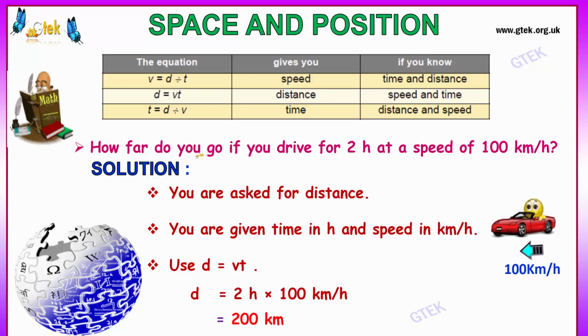So how far do you drive in 2 hours at a speed of 100 km per hour? If it is 100 km per hour and 2 hours, it's 200 km. So d is equal to v into t. So 2 into 100, that's 200 km.